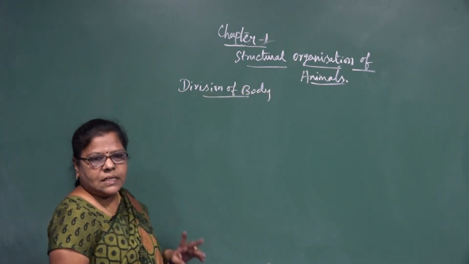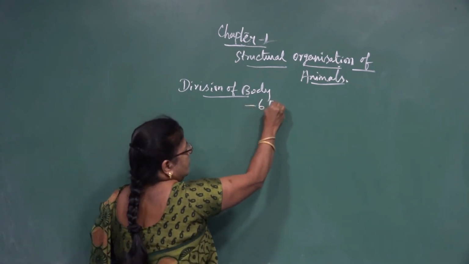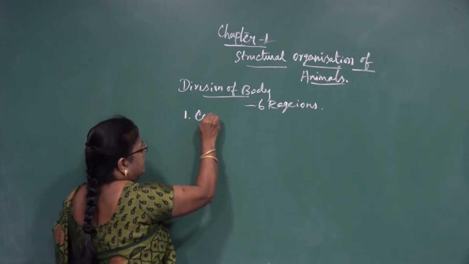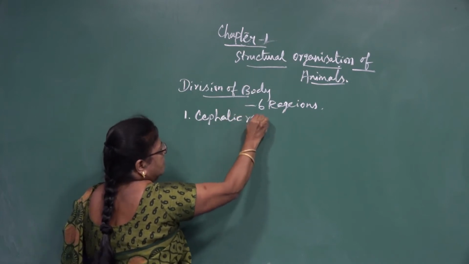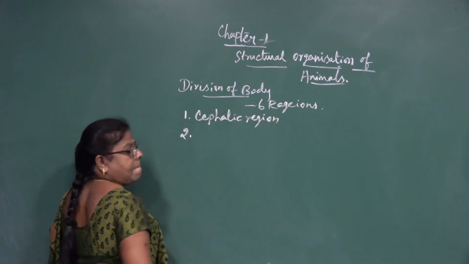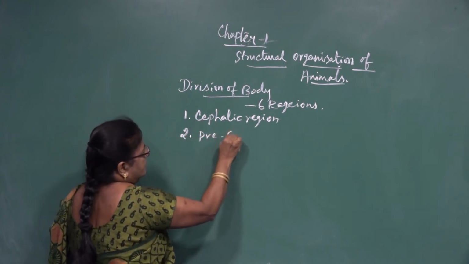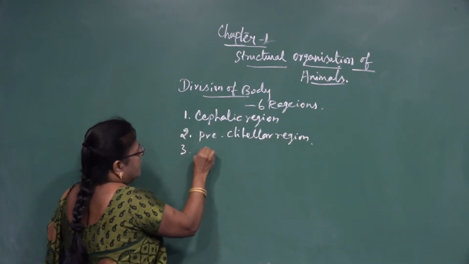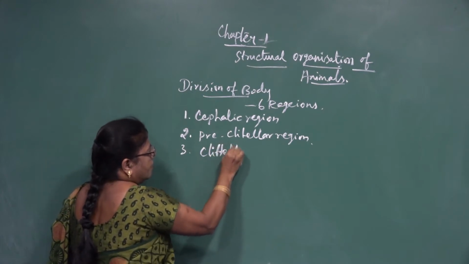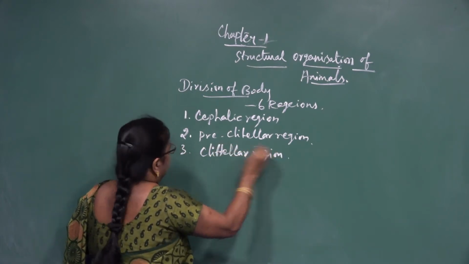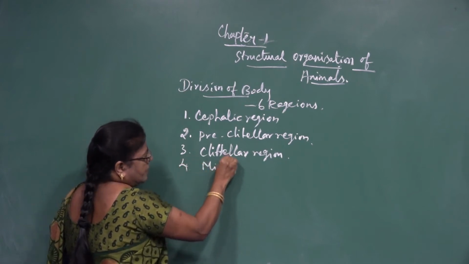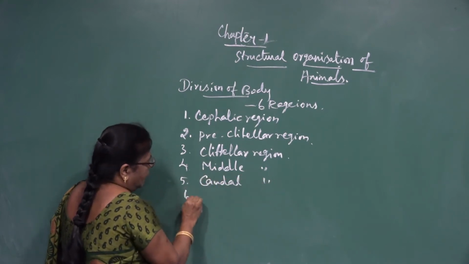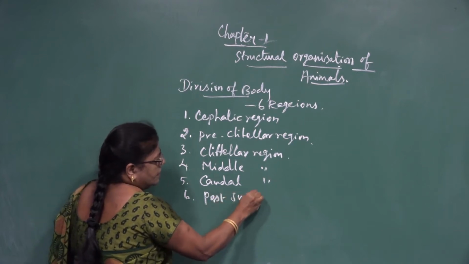In leech, the body is divided into 6 regions. The first one is cephalic region. The second one is pre-clitellar region. Third, clitellar region. Fourth, middle region. Fifth one, caudal region. Sixth one, post-sucker region.